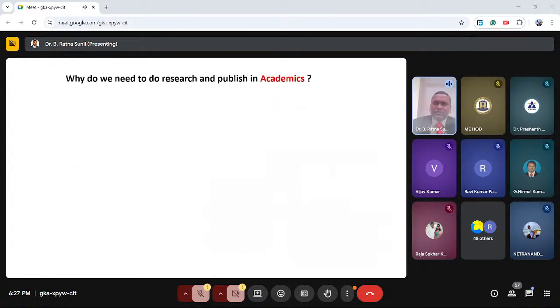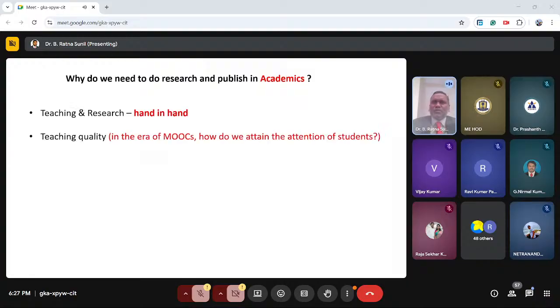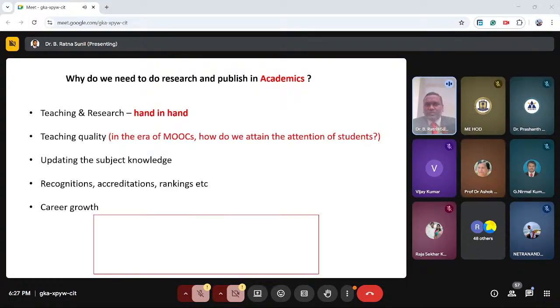Okay, so always choose the best journals, with at least a minimum scope, associated with the best publishers. So why do we need to do research and publish in academics?